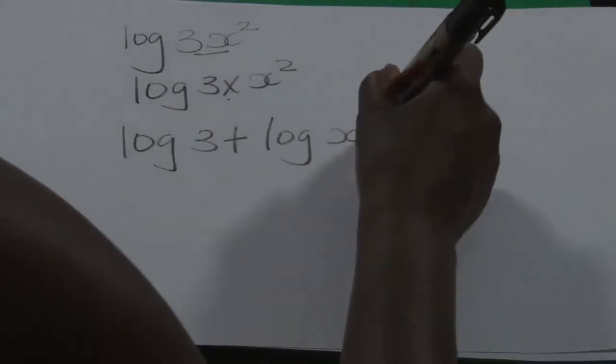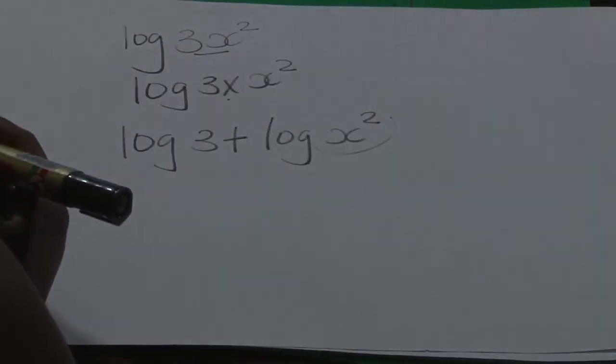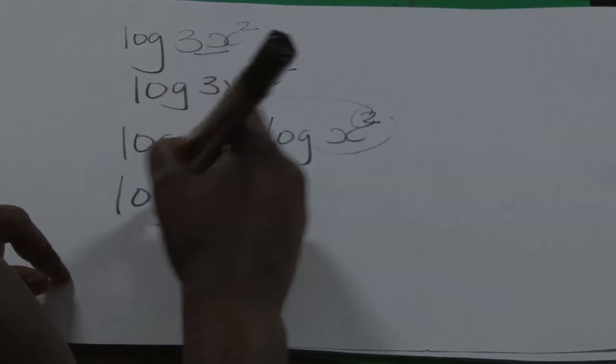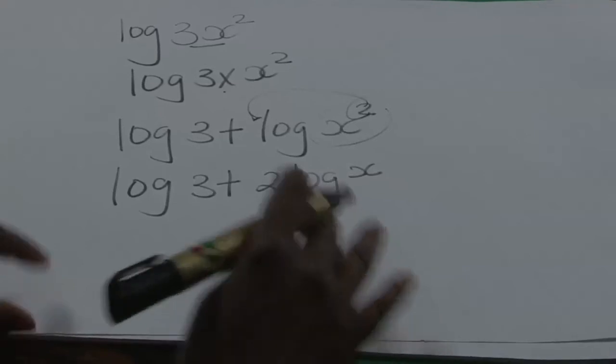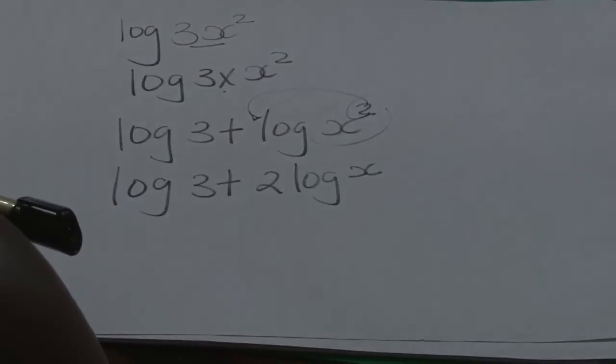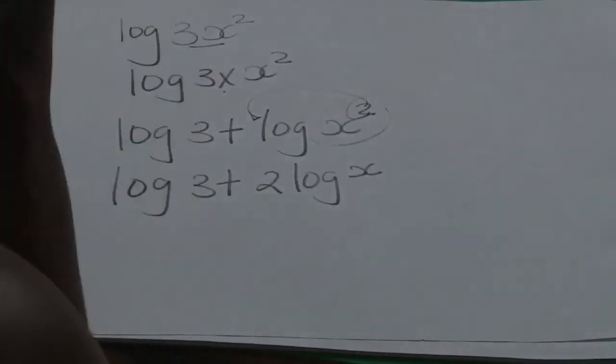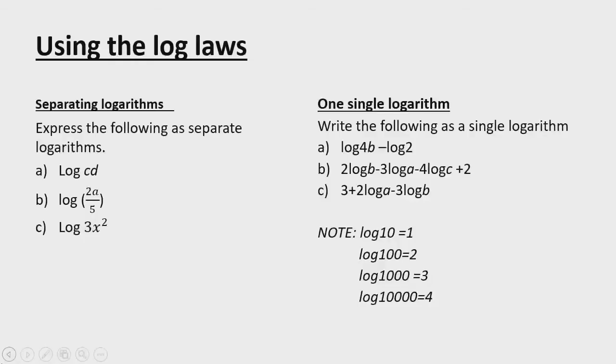And again, we have the power law. The power law says: let the power multiply the log. So finally, this log is written as log 3 plus 2 log x. So if you want to separate them, this is what you have. You either write them separately, or you simplify them and write them as a single log. Let's look at writing them as a single log. Let's look at the other example.